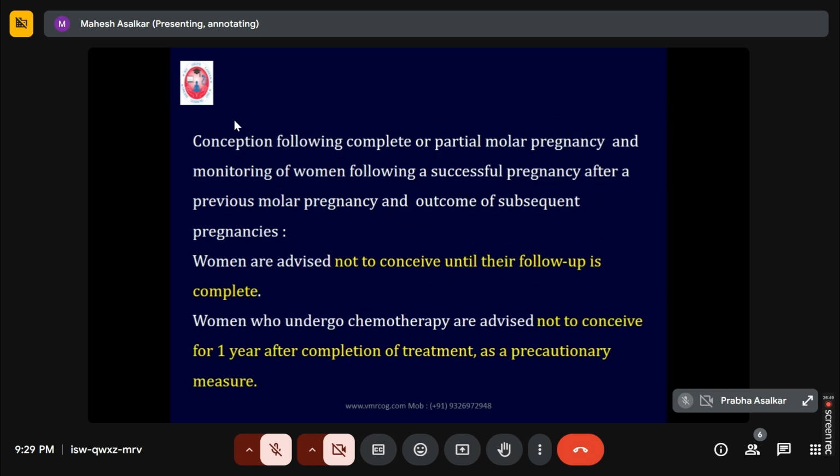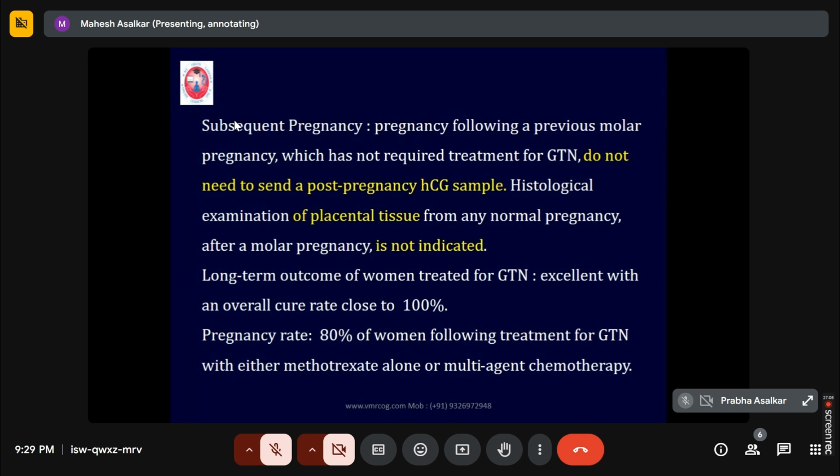Is it clear? Yes, sir. Duration of contraception is 1 year if she has received chemotherapy. Otherwise, during follow-up, no conception. Now, what does the guideline say about the subsequent pregnancy?